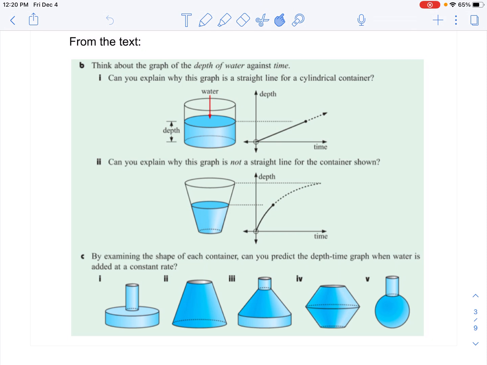And for a challenge, you can examine these. This is from your book. These shapes of the glass, and see if you can draw a graph that would represent the height of the water over time. That's the kind of stuff that's super hard for my brain.